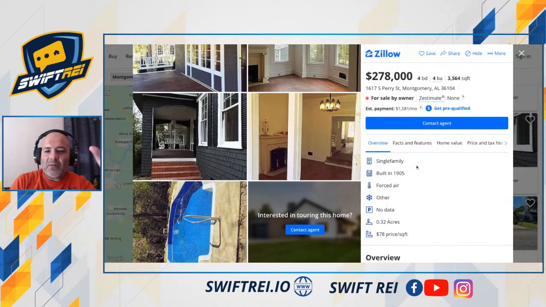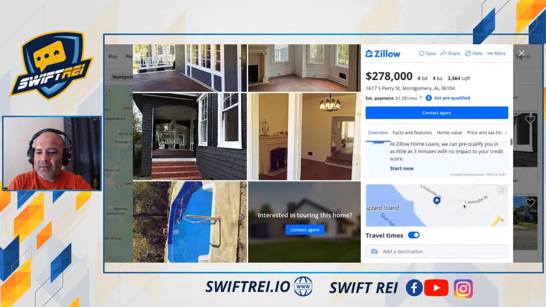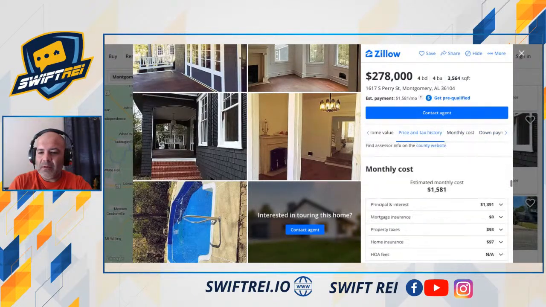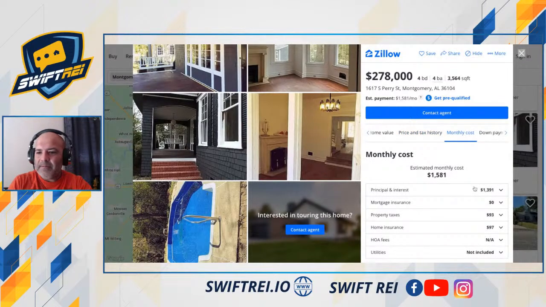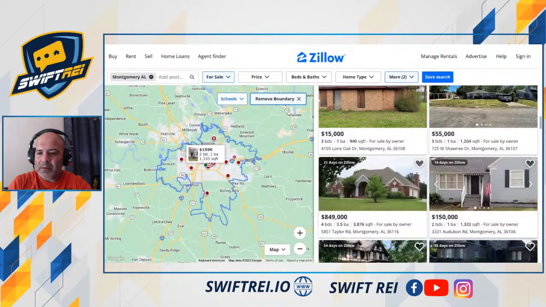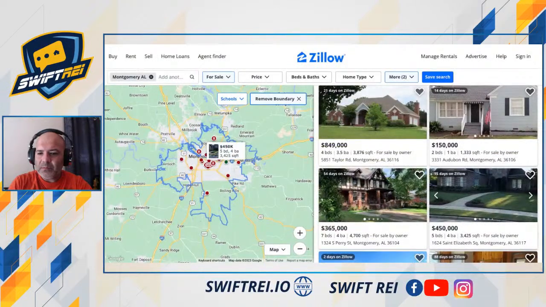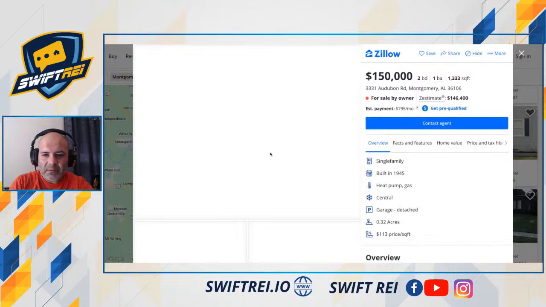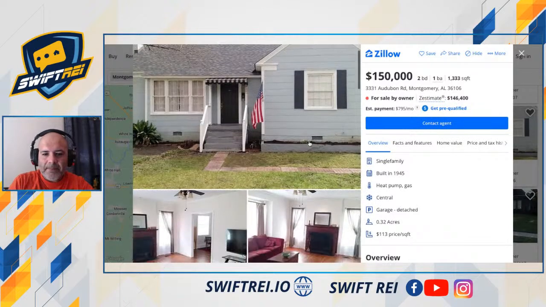So with this, what are we looking at? We're looking at a 278,000 asking price. The Zestimate doesn't have one. The Zestimate is kind of important to this calculator, so we'll go to a new property here and see if we can find something else. I don't know why that one doesn't have it, but let's go with this one. This one looks like a good example. There you go.